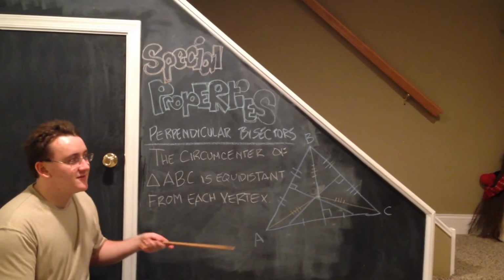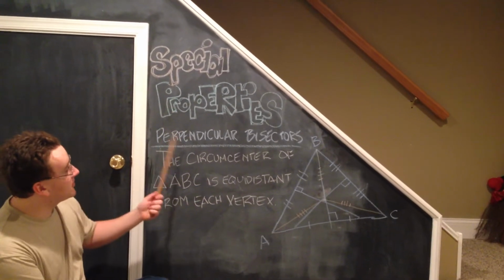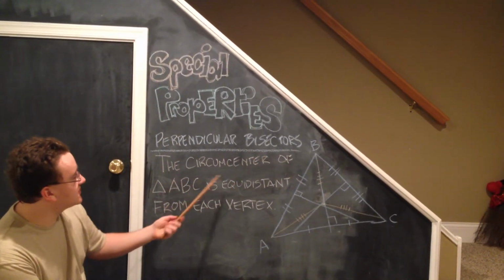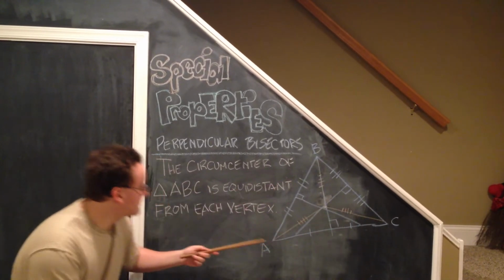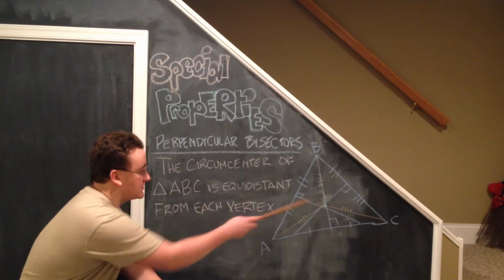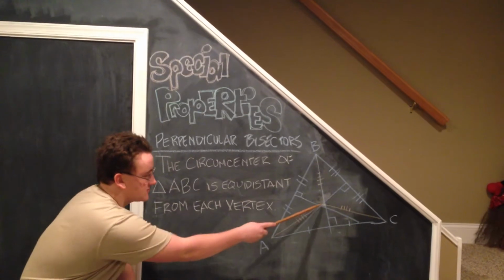Each of these things about a triangle has a special property. For perpendicular bisectors, it's the circumcenter of triangle ABC, shown here. The circumcenter is equidistant from each vertex. See?